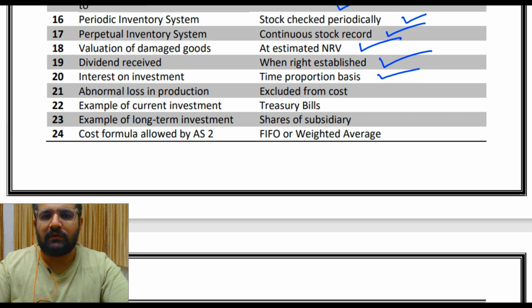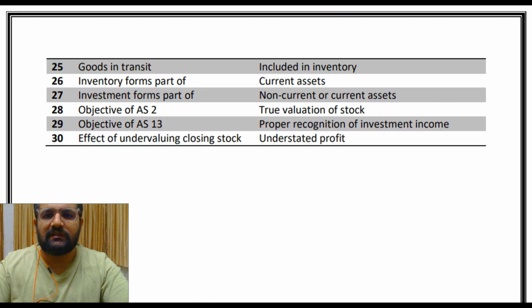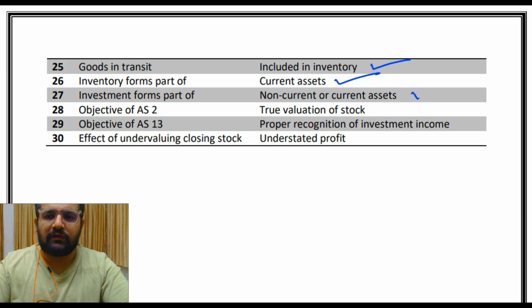Abnormal loss in production is excluded from cost. Example of current investment: treasury bills. Example of long-term investment: shares of subsidiary. Cost formula allowed by Accounting Standard 2: first in first out or weighted average. Goods in transit included in inventory. Inventory forms part of current assets. Investment forms part of non-current or current assets. Objective of Accounting Standard 2: true valuation of stock. Objective of Accounting Standard 13: proper recognition of investment income. Effect of undervaluing closing stock: understated profit.